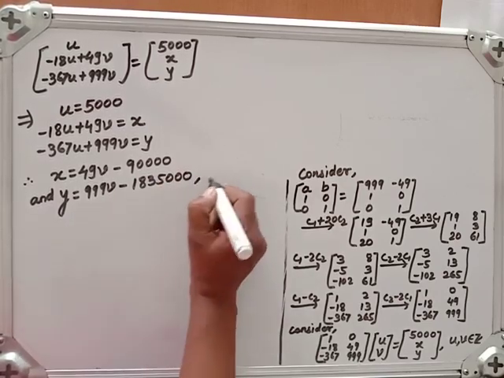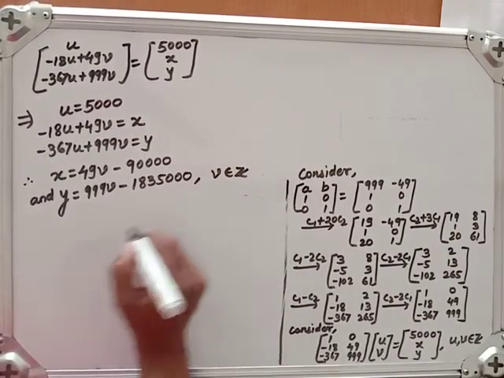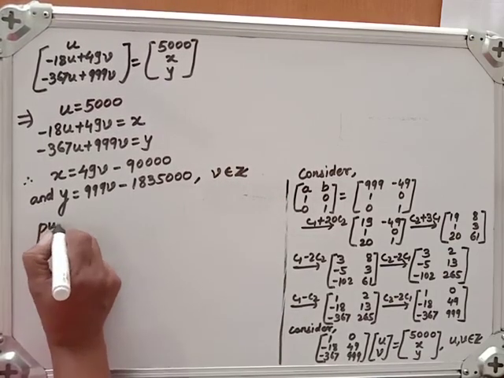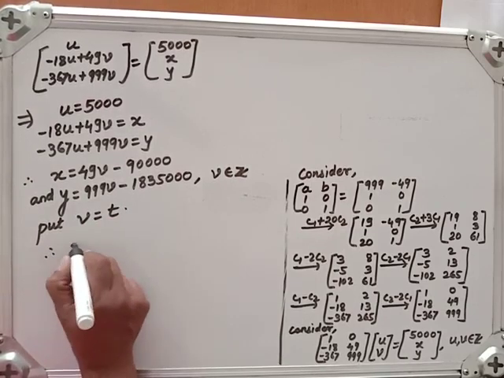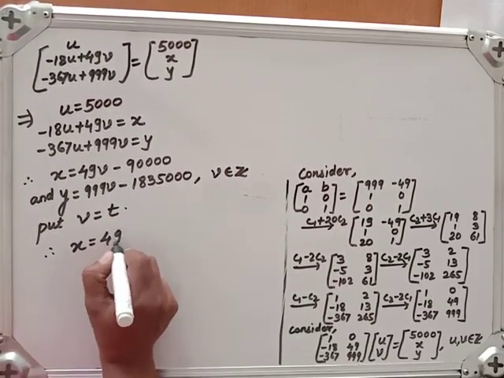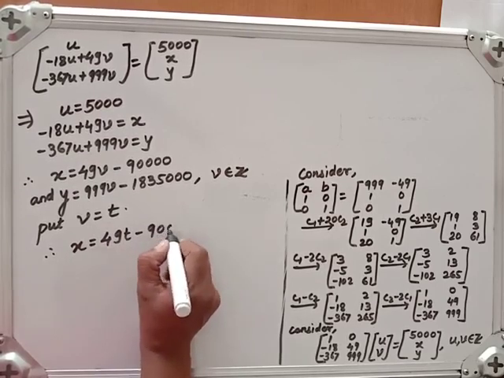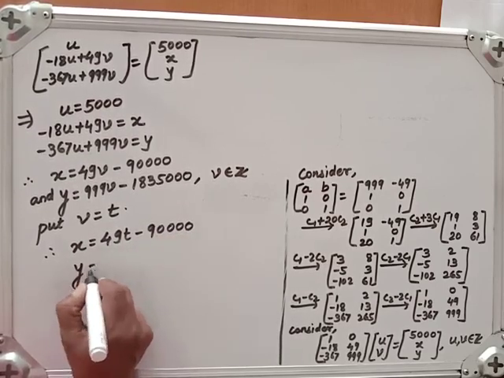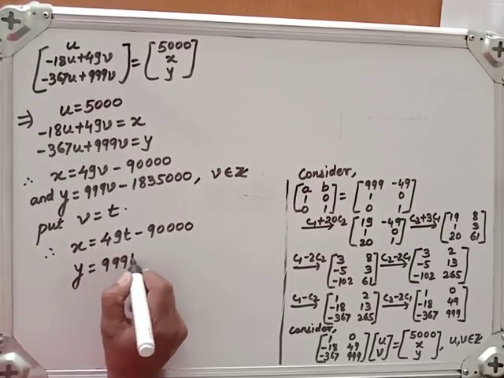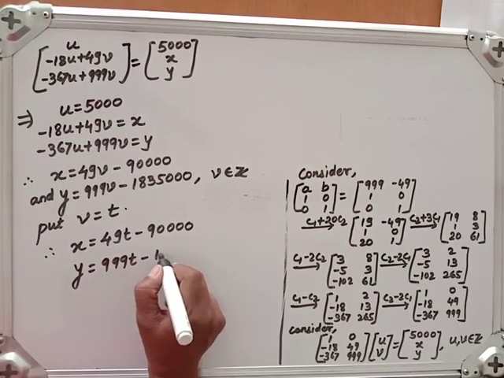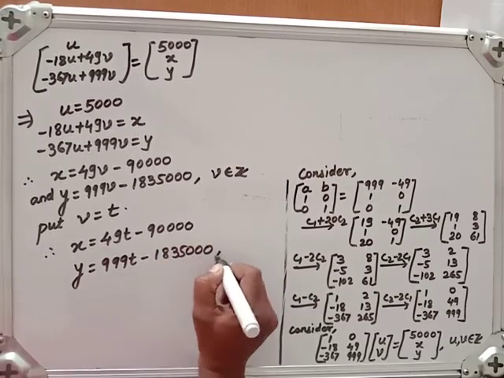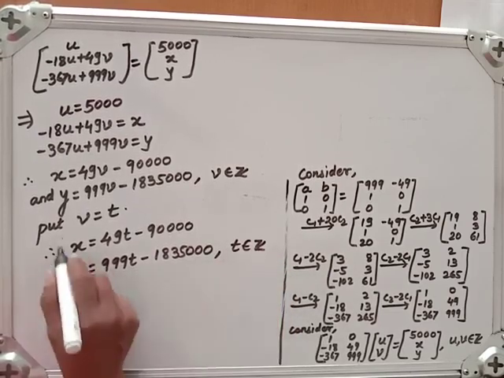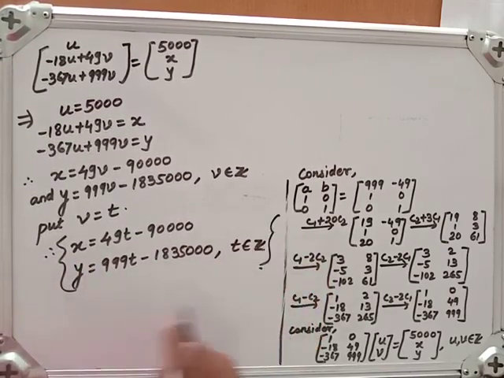Okay, where v belongs to what? Z. v is in Z. Now put v equal to, suppose, t. Therefore, x is equal to 49t - 90,000 and y equals 999t - 18,35,000, where t belongs to what? Set of integers. This is a solution here.